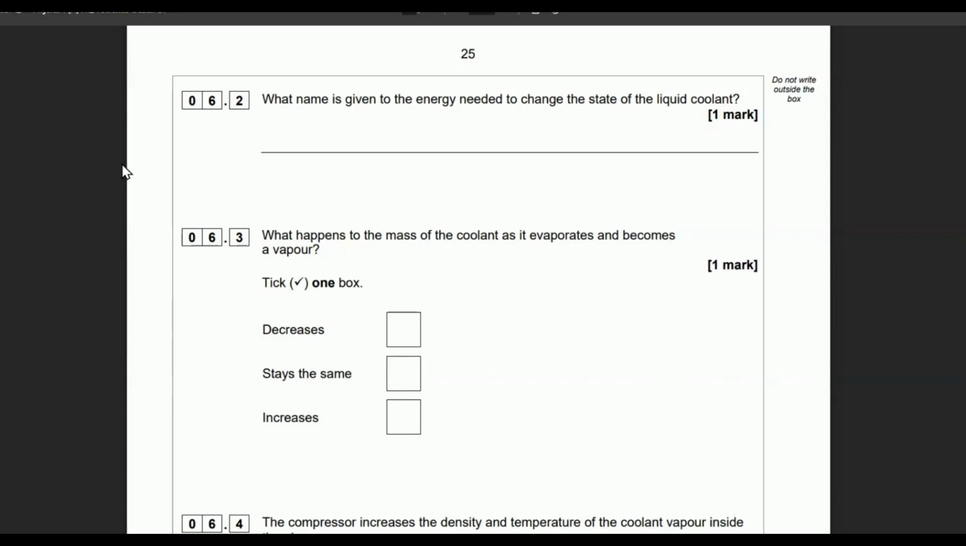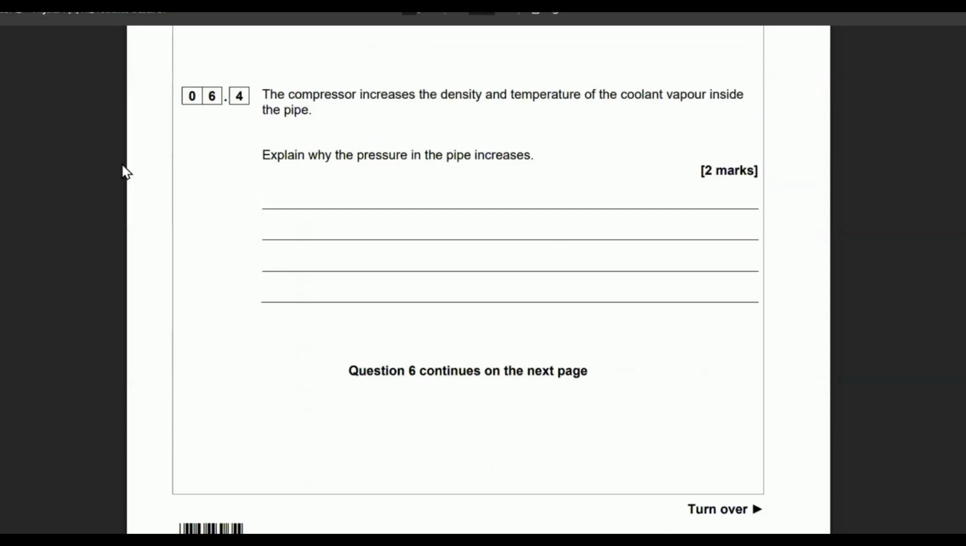Let's zing down, near the end of this paper. 6.4, the compressor increases the density and temperature of the coolant vapor inside the pipe. Explain why the pressure in the pipe increases. It told us that the temperature goes up. And when you increase the temperature, what are you going to increase about the particles in the coolant? What's going to happen to them? They're going to zip about faster.